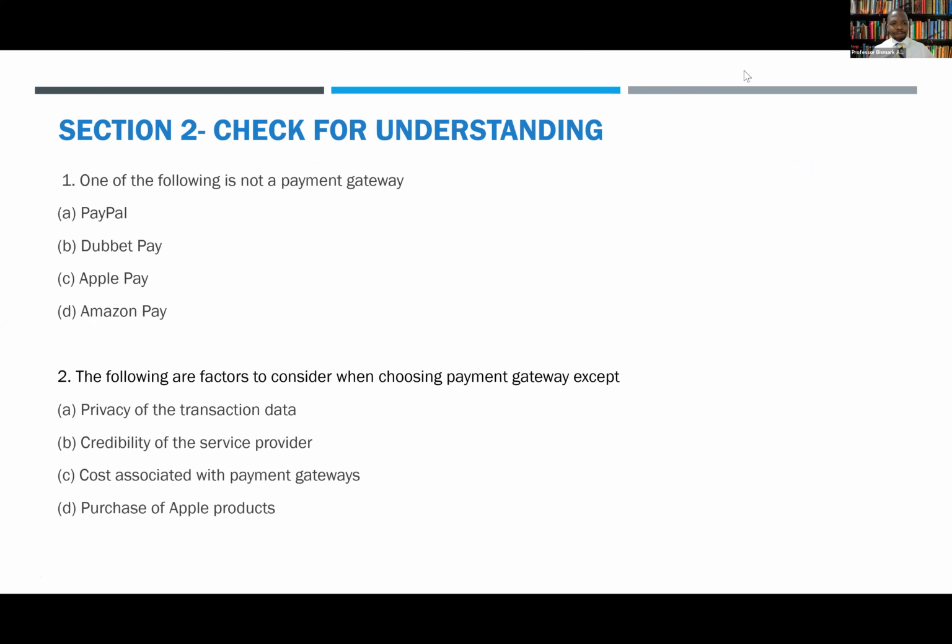One of the following is not a payment gateway that we've gone over or that you've seen. PayPal is very, very popular. Apple Pay associated with Apple, and then Amazon Pay. So if you can put your answer in the chat, which one is not?